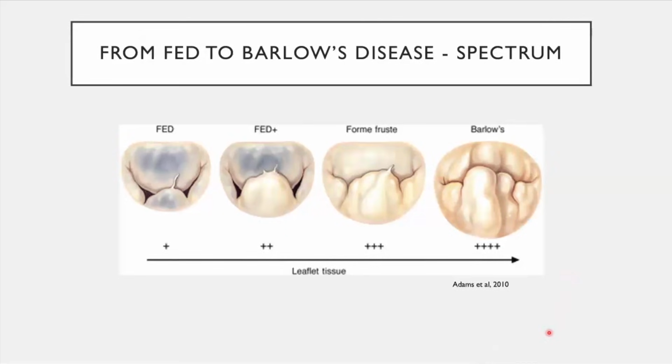I know I've been talking about Barlow's disease and fibroelastic deficiency, or classical and non-classical mitral valve prolapse, as two distinct entities, but it is important to recognize that it really is a spectrum. You can have something that may start as fibroelastic deficiency, and with further degeneration over time and accumulation of leaflet tissue, you can get thickening and myxomatous changes. So they aren't completely distinct entities, but rather exist on a spectrum.